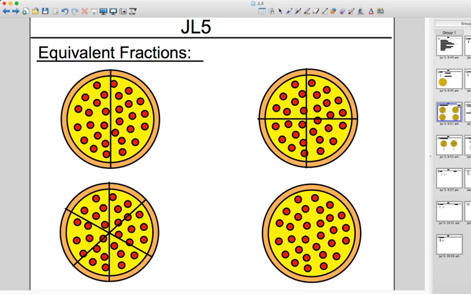We have sixths, and let's try and do tenths. So I'm going to need 5 lines here. It's not perfect, but then they never are when they come out of the box from the pizza shop.